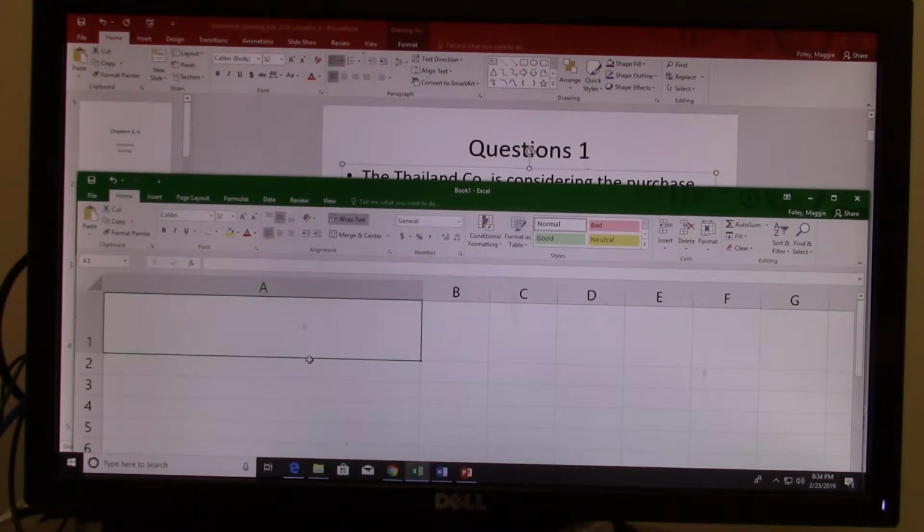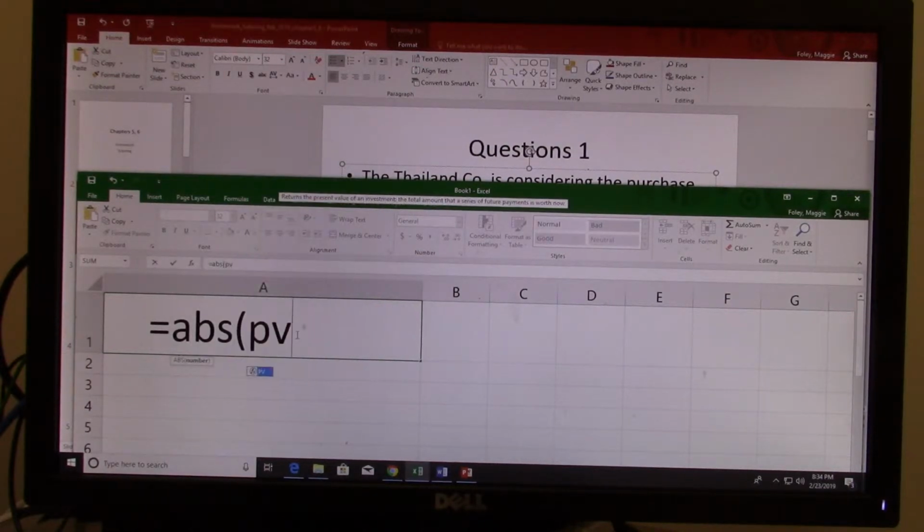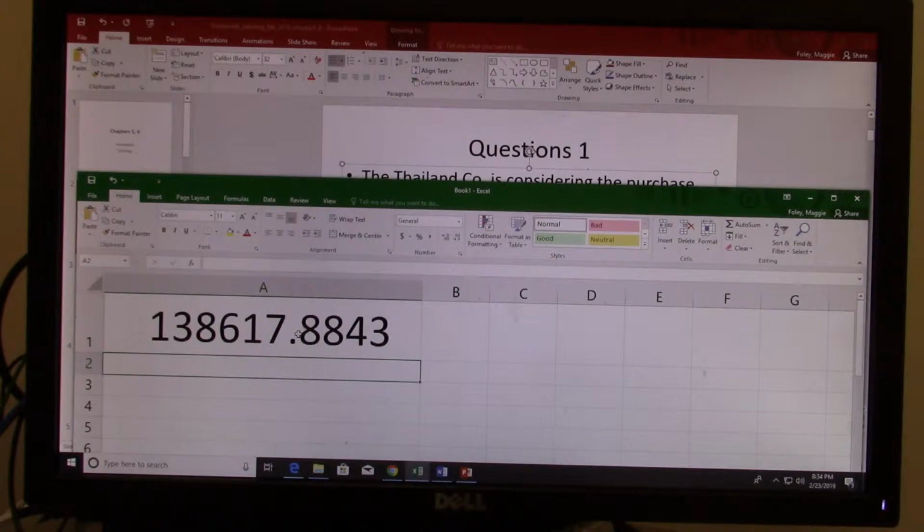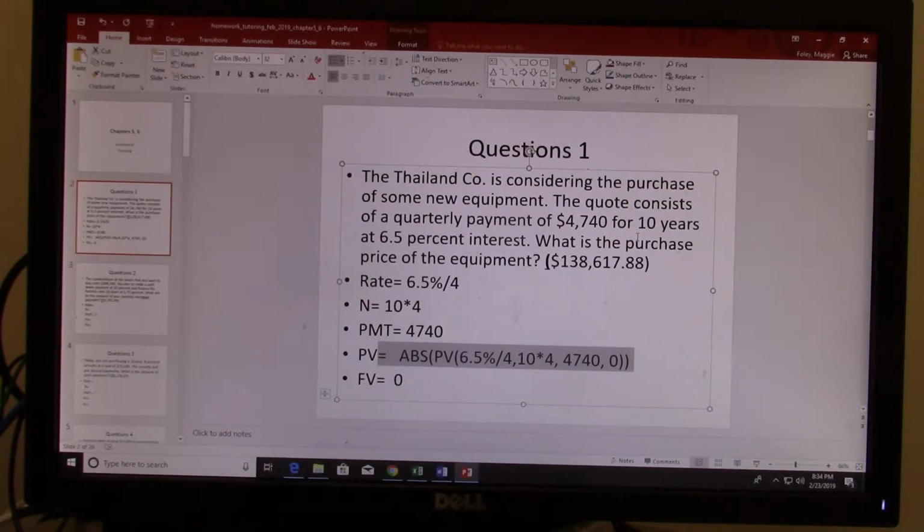Okay, let me retype it here in Excel. So it equals ABS PV, 6.5% over 4, 4 times 10. Okay, so this is the answer. You can also find the answer in the PowerPoint. So you can see the inputs here, and this is the answer.